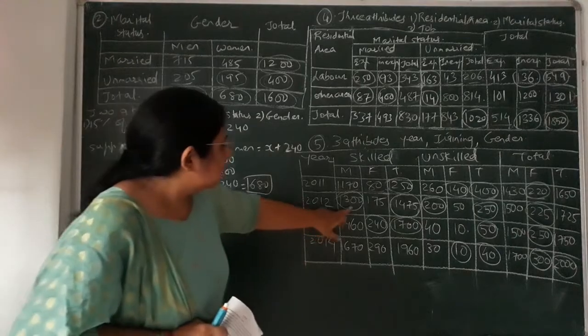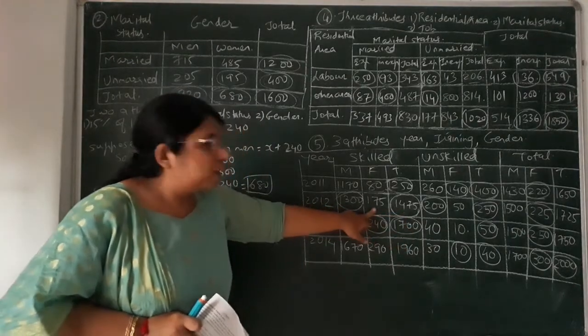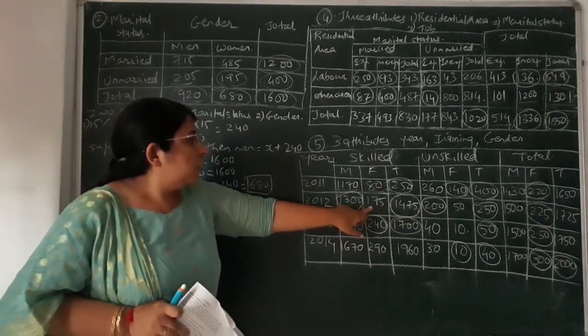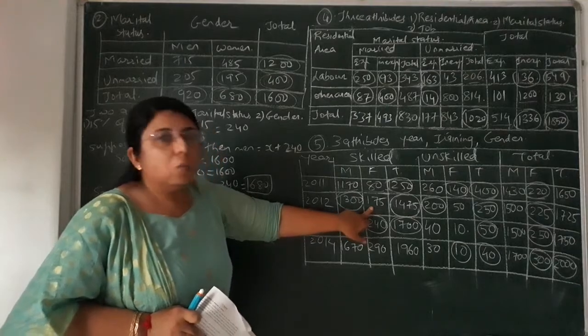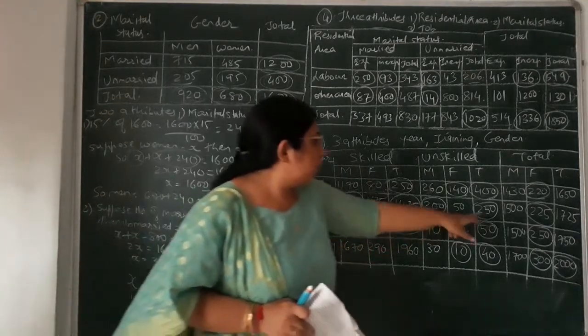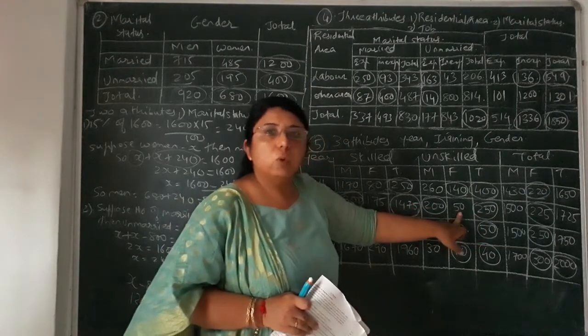In 2012, 1300 and 1475 that has been given to you. So easily you can find the value, that is 175. So 1475 minus 1300, the total number of female skilled workers that you will be getting, that is 175. Over here also in the same way, 250 total is given, from that male that is 200. So female that would come to 50.